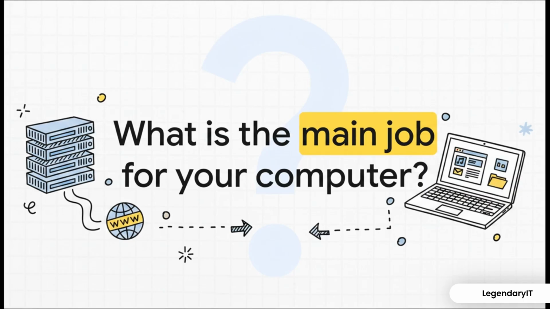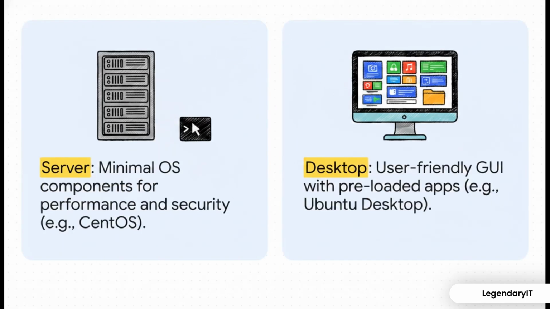Just answering that one question will point you in the right direction. And that leads us to the first big fork in the road, server versus desktop. Server distros, think something like CentOS, are built to be super lean, mean, and efficient. A lot of the time, they don't even have a graphical interface, no windows or icons. Why? Because every last bit of power is focused on performance and security.